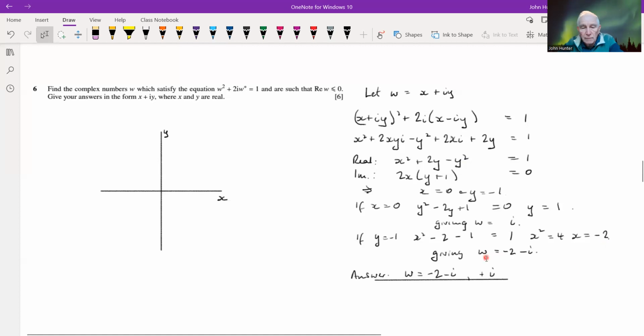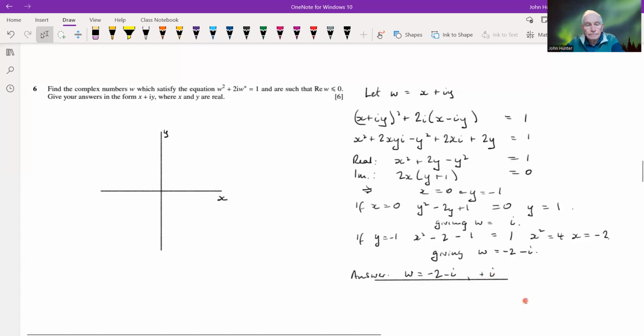And that's going to give us a value of W is, well, x is minus 2, and y is minus 1, so minus 2 minus i. So there we go, our two solutions. W is either minus 2 minus i or plus i.